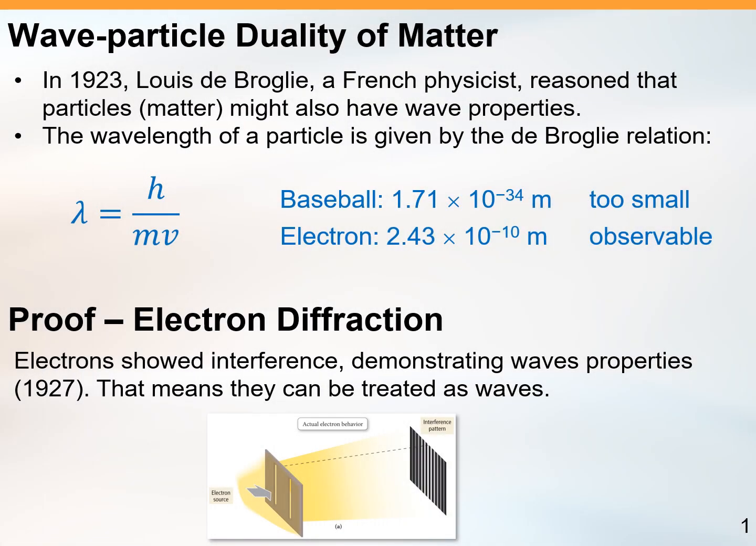If light can be a wave or particle, what about matter? In 1923, it was proposed by de Broglie that matter might have wave properties as well as particle properties. The wavelength of a particle can be calculated using the de Broglie relation. Wavelength is equal to Planck's constant divided by mass and velocity.